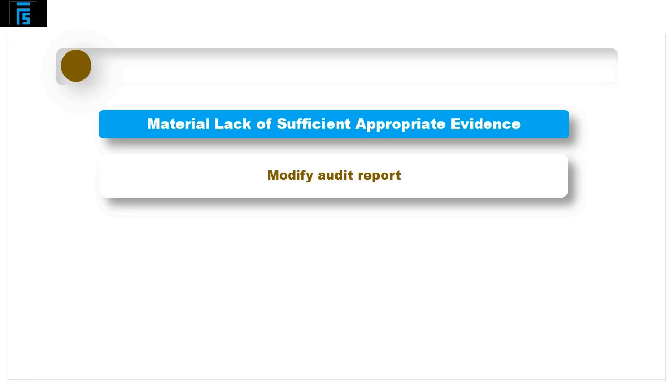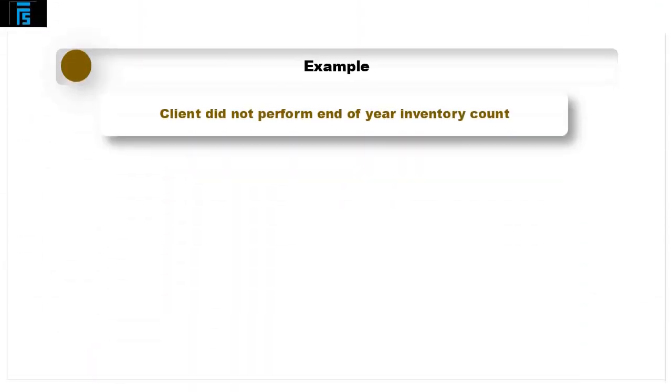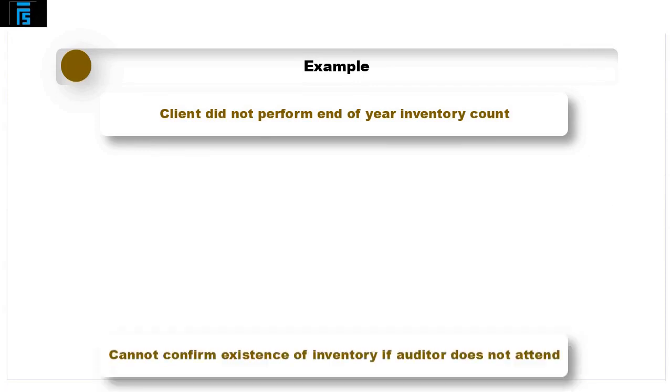Similarly to our material misstatement, the wording will indicate the impact of the lack of evidence, making it clear the lack of evidence is in isolation. The opinion will once again be an except for opinion. An example would be if the client did not perform an end-of-year inventory count.